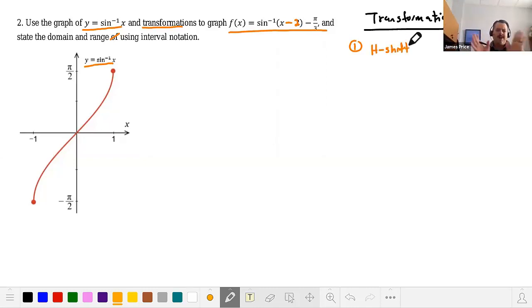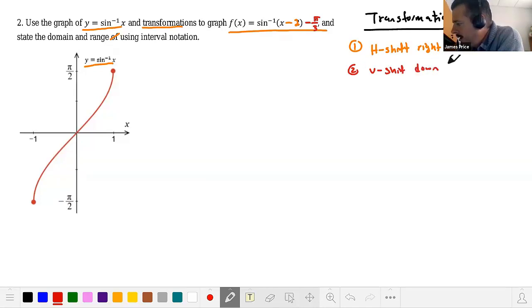And I always think, if you say -2, I want to say to the left 2, but it's on the inside. So it's actually to the right. So horizontal shift to the right 2 units. That's what that -2 does on the inside. And then that minus pi over 3 is on the outside. And so that's actually a vertical shift down pi over 3 units.